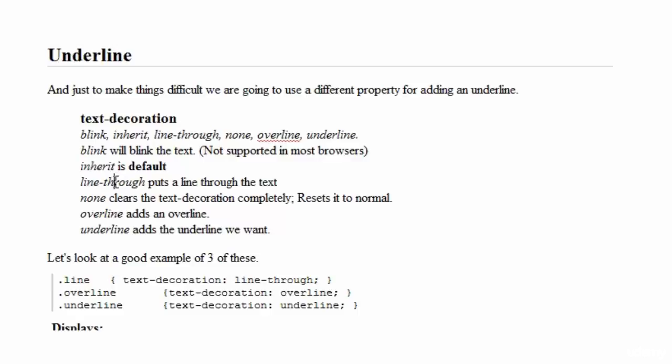Inherit is default. Line through puts a line through the text, like you're crossing it out. None will clear the text decoration completely and resets it back to normal. Overline will add a line over your text, and underline, which is the one we want, will add an underline under our text. Now let's look at an example of line through, overline, and underline.